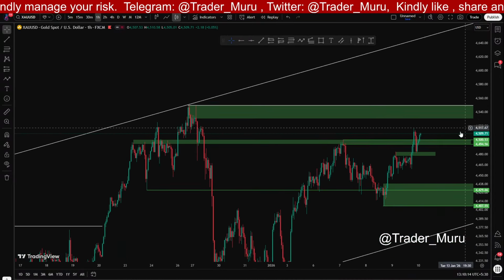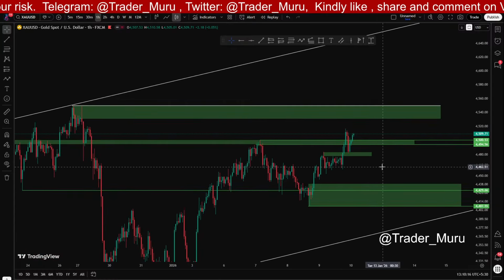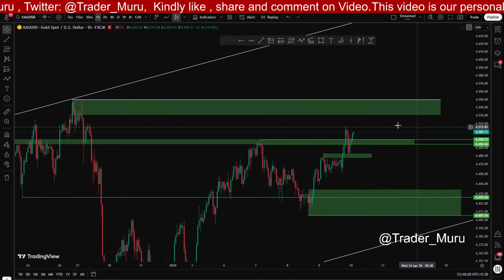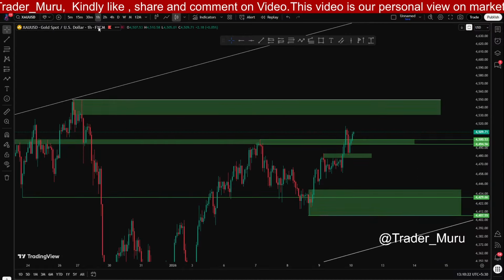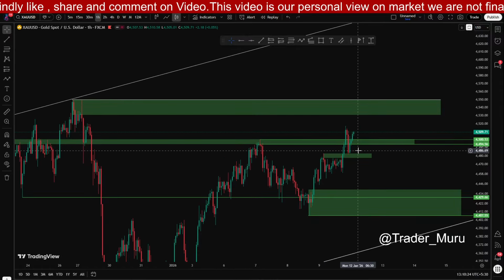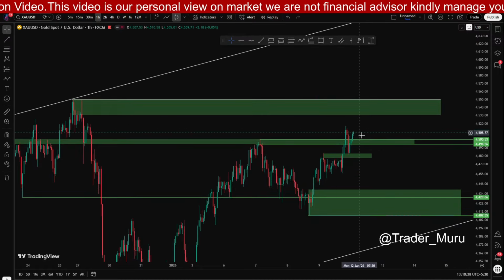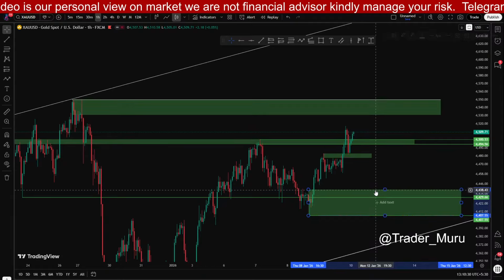And in recent time, I'm expecting a nice push towards new ATH, and next week we have CPI news too. So if in CPI market gives a manipulation wick towards this zone, it will be still a buy opportunity.